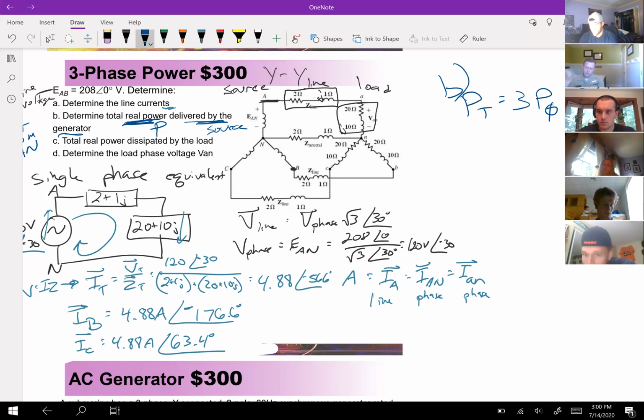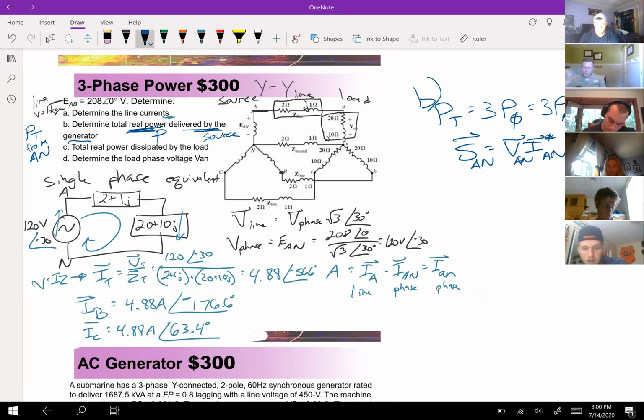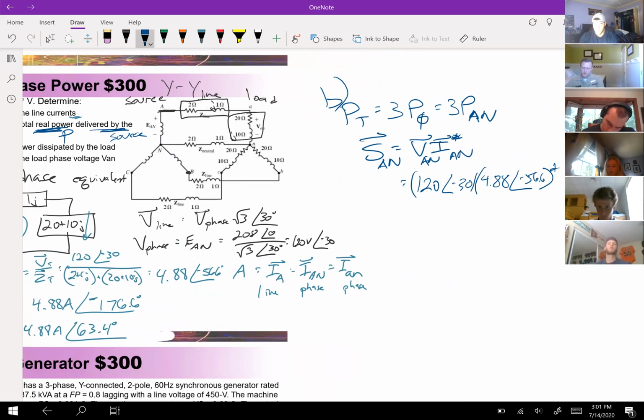Because what I would probably do if it was me actually solving it is I would do S equals V I complex conjugate. I'm looking at the solution that they have on the Jeopardy, and they solve it with I squared R, which also works. For me, I'm a big fan of complex power because then it gives me everything I need to know on that. So the VAN in this case is 120 angle negative 30. The IAN is 4.88 angle negative 56.6 complex conjugate. And then once I do that, it'll spit out my answer.